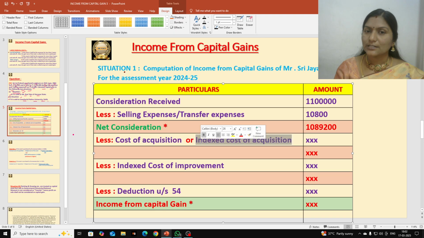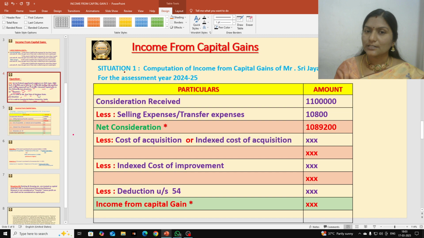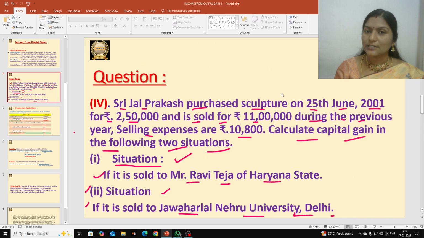indexed cost of acquisition. Any one we are going to deduct. Then when do we deduct the cost of acquisition? If our asset is a short-term capital asset, then we are going to deduct the cost of acquisition. Cost of acquisition means the original cost of the asset, the purchase price of the asset. If our asset is a long-term capital asset, then we are going to deduct indexed cost of acquisition. Hope this is clear. So let us see whether our asset is a short-term capital asset or a long-term capital asset.